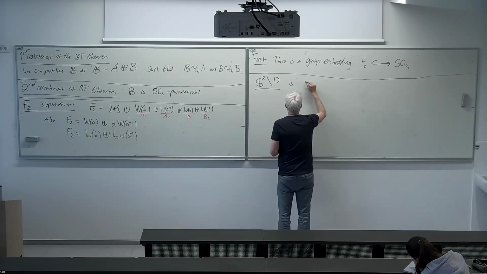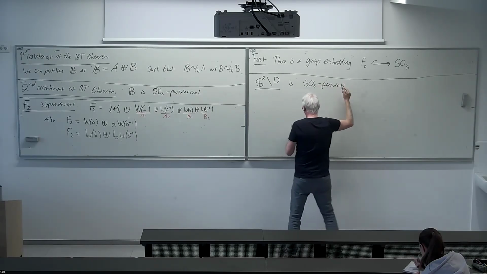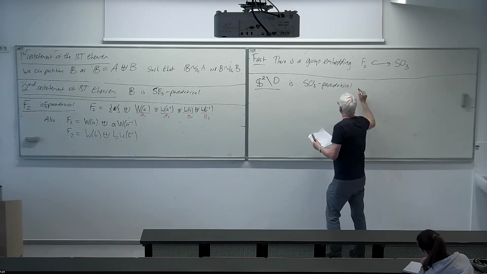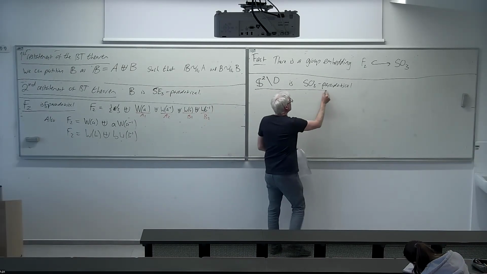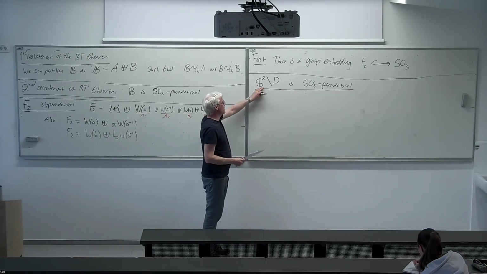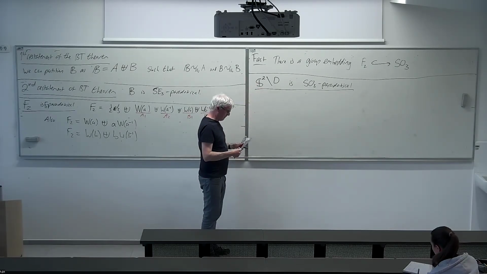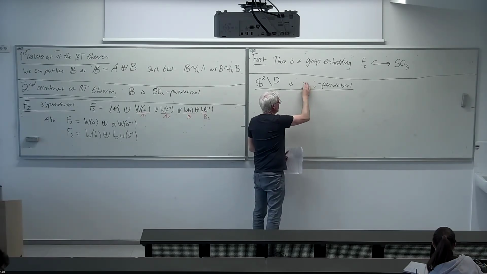So this is SO3 paradoxical. Well, actually, we're going to prove this, and then another argument gets us that the surface of the sphere is paradoxical, and then once that's done, you can get to the ball. So here, to prove this, we actually prove it as G paradoxical.